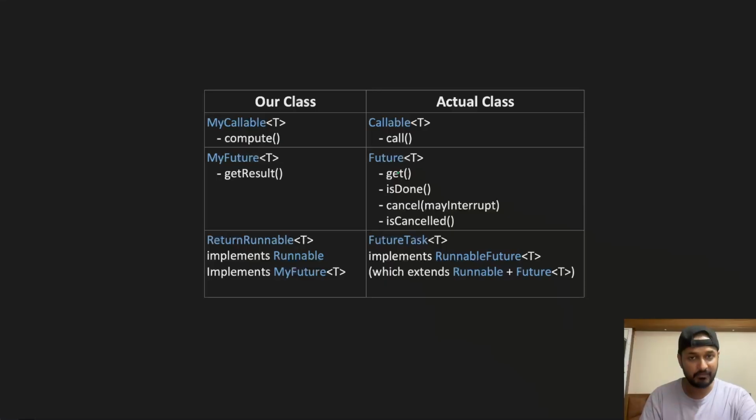Along with this get method, the Future interface also has some more methods, which are isDone, cancel, and isCancelled. We'll see what these methods mean, but the classes correspond like this, right? The return runnable class that we created actually corresponds to the FutureTask class in Java, and it implements runnable and my future. In Java, there is one more level of abstraction as well. So these two are combined in Java, and it is written as FutureTask implements RunnableFuture. And this RunnableFuture in turn extends Runnable and Future, which we have done directly in our example, right?